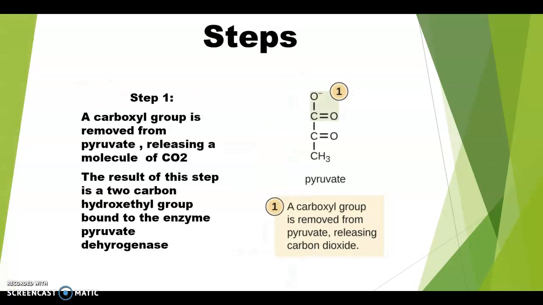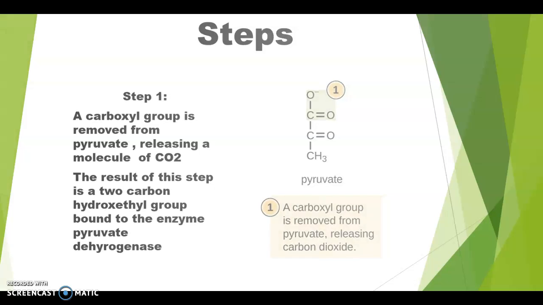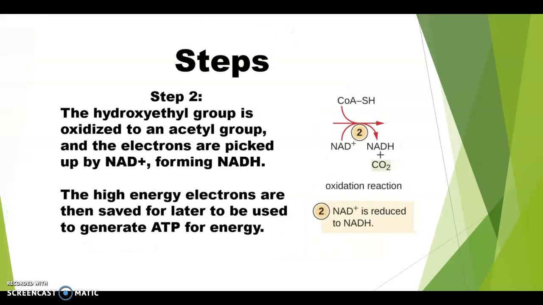Step 1. A carboxyl group is removed from pyruvate, releasing a molecule of CO2. The result of this step is a two-carbon hydroxyethyl group bound to the enzyme pyruvate dehydrogenase. I'll show you to the right how it's broken down. Step 2. The hydroxyethyl group is oxidized to an acetyl group, and the electrons are picked up by NAD+, forming NADH. The high-energy electrons are then saved for later use to generate ATP for energy.